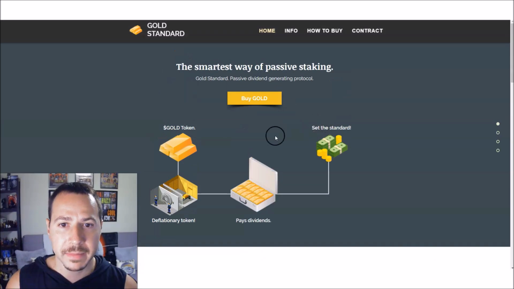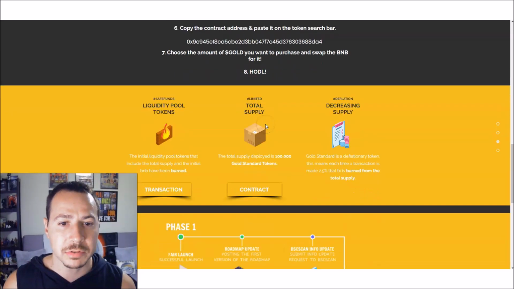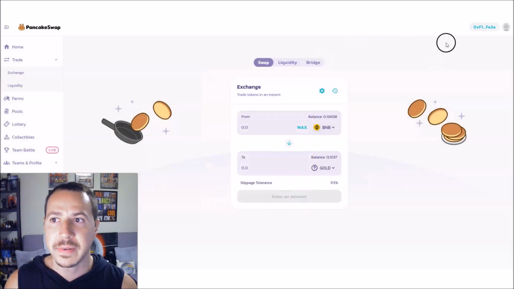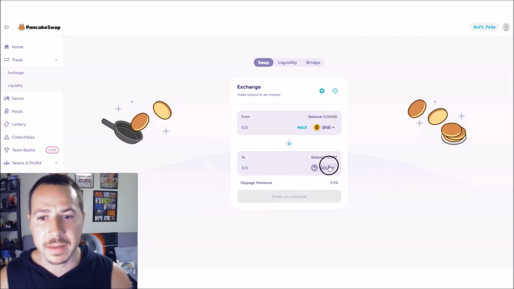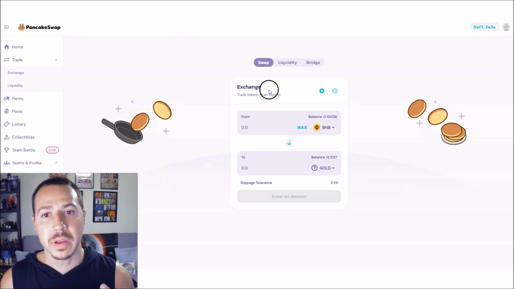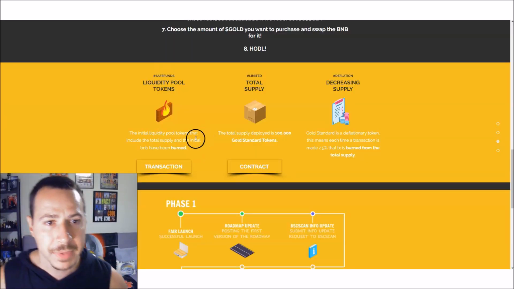They actually have a buy gold button right at the top, which will take you to PancakeSwap. And just to show you, boom, it pops up. Standard Gold, I understand, continue. You connect your wallet and then you can buy it with BNB, and buy whatever amount of gold you want. So that's the power of that. That's how you buy it. Make sure you have BNB to use PancakeSwap and buy it.